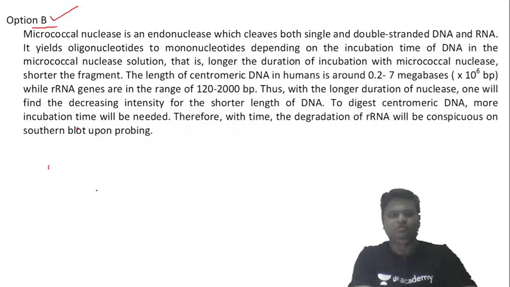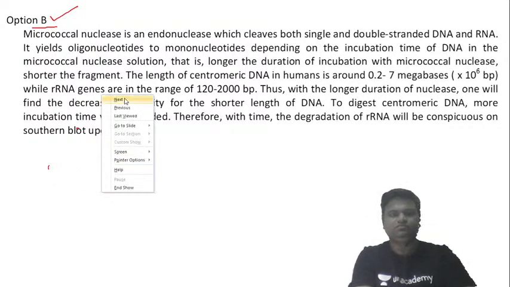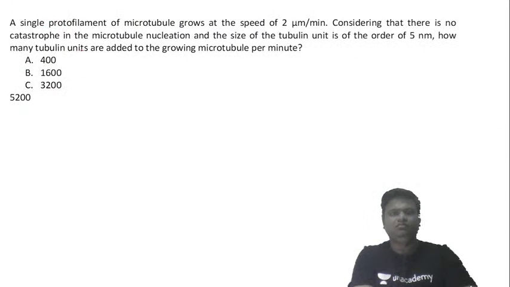So let's move to the next question. A single protofilament of microtubule grows at a speed of 2 micrometer per minute. Considering that there is no catastrophe in the microtubule nucleation and the size of tubulin unit is of the order 5 nanometer, how many tubulin units are added to the growing microtubule per minute?